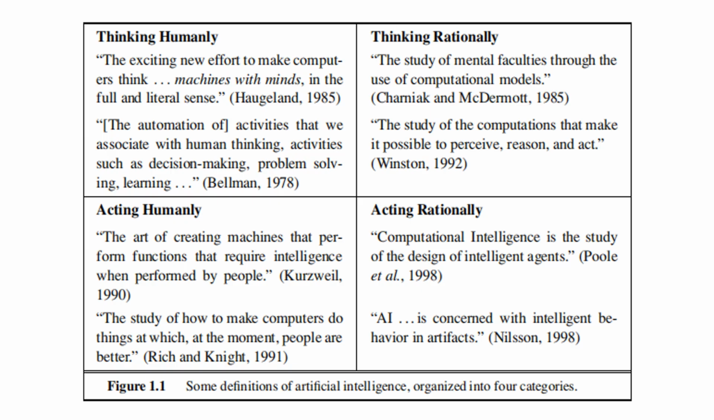We will see the definitions. The definitions on the top are concerned with thought process and reasoning, whereas the ones on the bottom address behavior. The definitions on the left measure success in terms of fidelity to human performance, whereas the ones on the right measure against an ideal performance measure called rationality. We will see one by one.